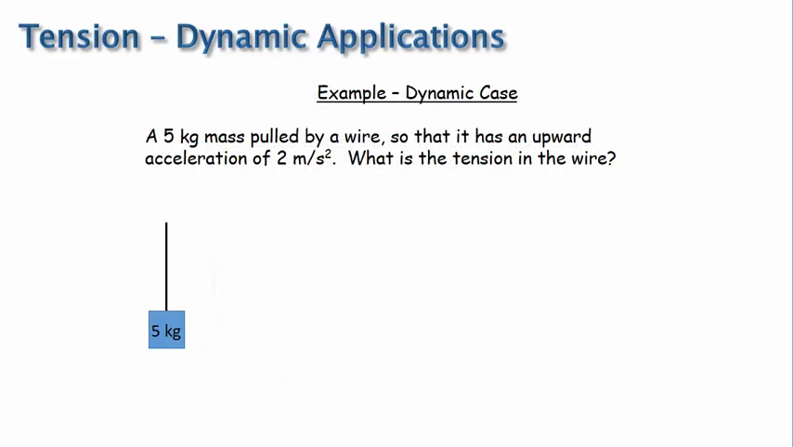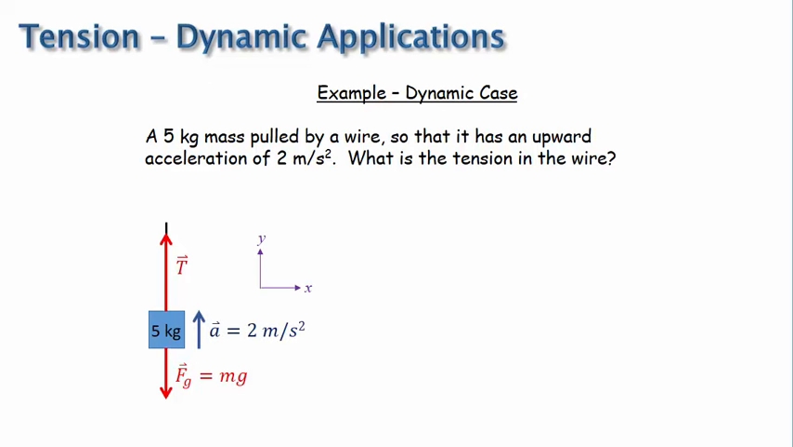This time the 5 kilogram mass is pulled up by the wire so that it has an upward acceleration of 2 meters per second squared. What is the tension in the wire this time? Here's the force diagram and coordinate scheme. And this time I'll add a vector showing the acceleration.